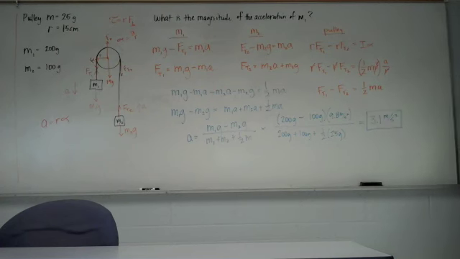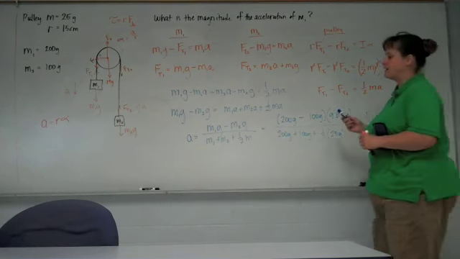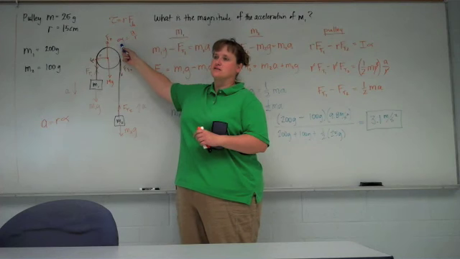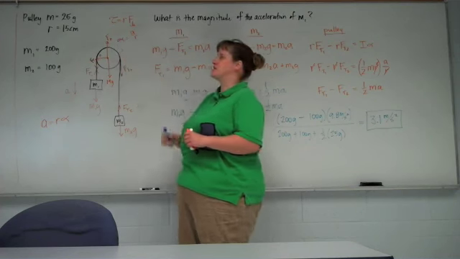So the acceleration, actually of either mass, not just mass 1, the magnitude of the acceleration of either mass is 3.1 meters per second squared. Mass 1's heading down, mass 2's heading up, but they both have the magnitude of 3.1 meters per second squared. The acceleration of the outside rim of the pulley is also 3.1 meters per second squared. If we wanted to know the angular acceleration of the pulley, now that we know A, if we divide by R, we would know the radians per second squared of the pulley.